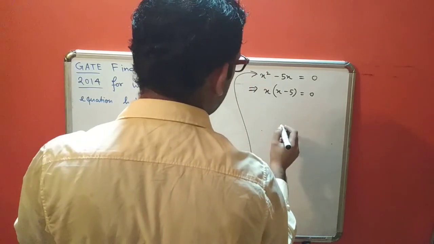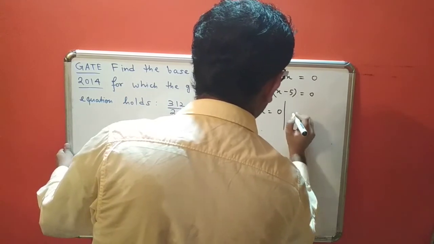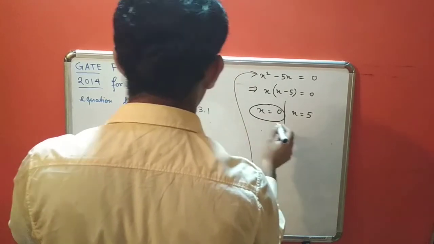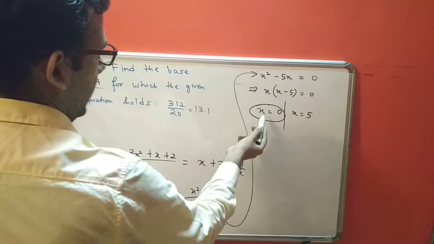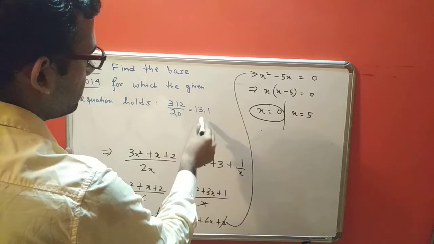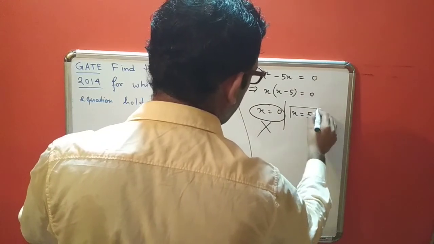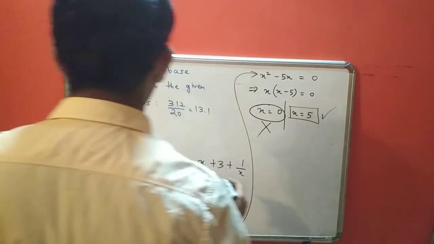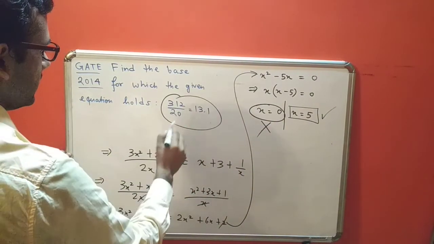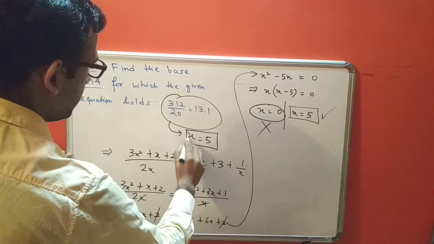Now from the zero product rule of a quadratic equation, we get x equal to 0 or x equal to 5. A number with base 0 is definitely not possible, because if x were base 0, then the symbols making up these numbers would not be valid. So this is rejected and we are left with x equal to 5, which happens to be our answer. So the correct answer for this is x equal to 5. The base for which this equation holds is x equal to 5. I hope this has helped you. Thank you.